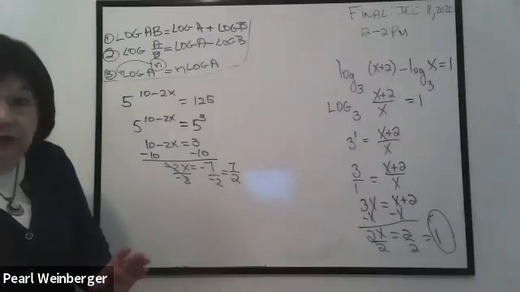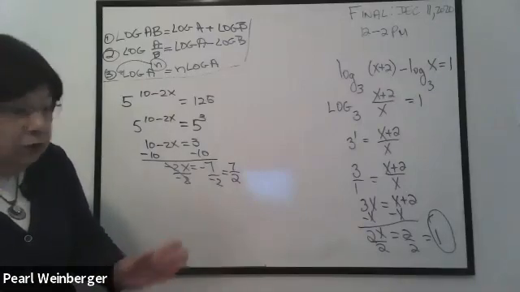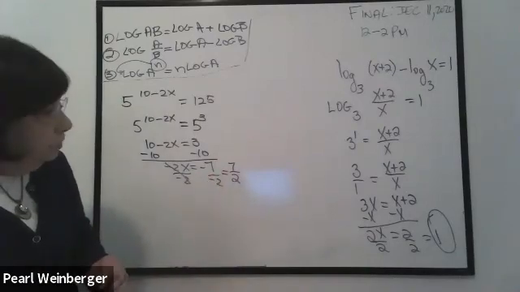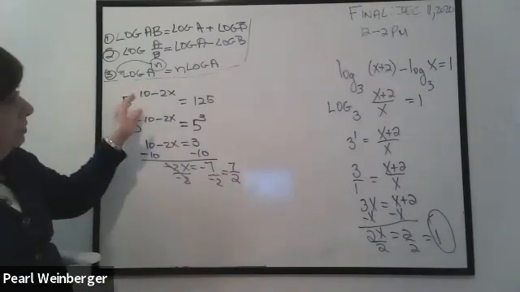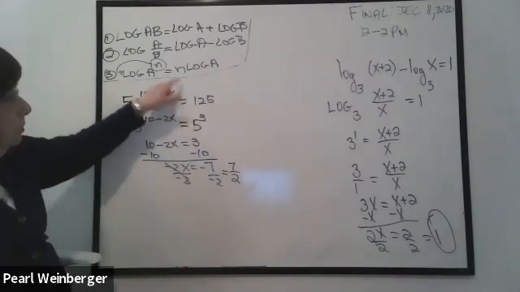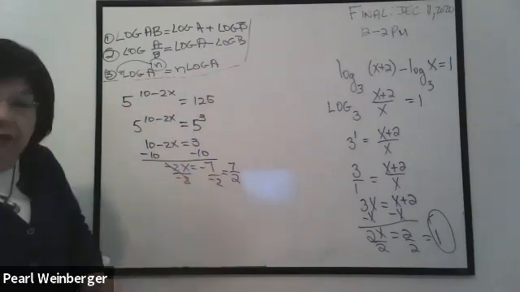You can leave it. You don't have to change it to decimal. You can leave it as an improper fraction, just like that. That's your answer. In order for this to work, this exponent would have had to come out to be 3, and therefore it has to be 7/2.